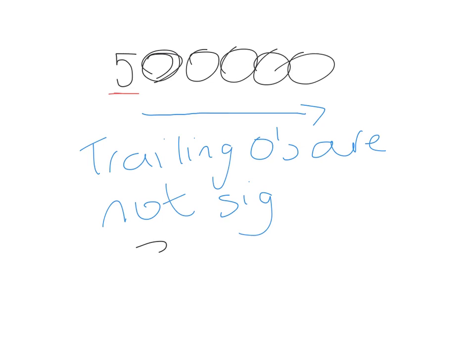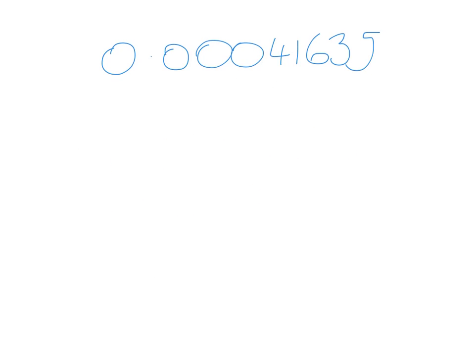The number 300 has only one significant number. Trailing zeros don't really matter. This is the number that matters the most. So we can say that in big numbers, trailing zeros are not important. The same can also be said about small numbers.